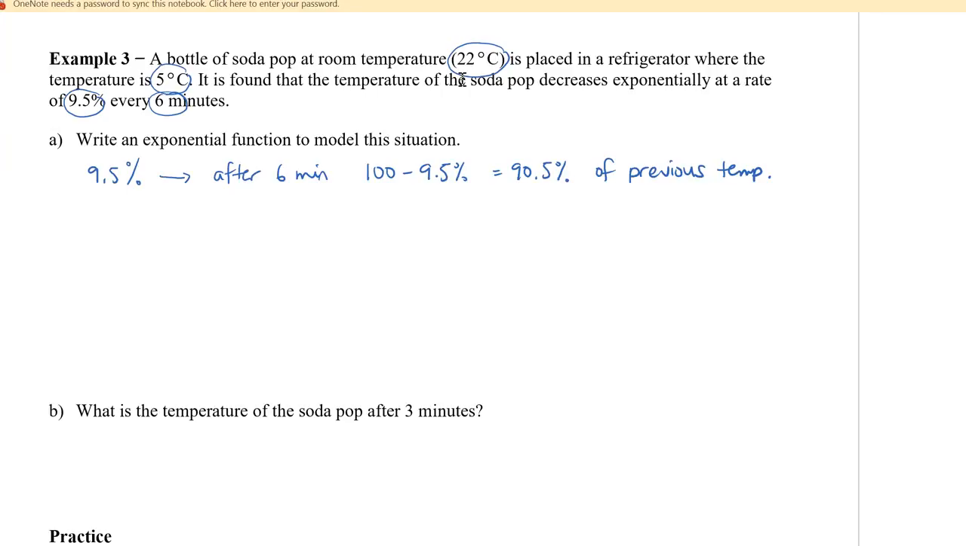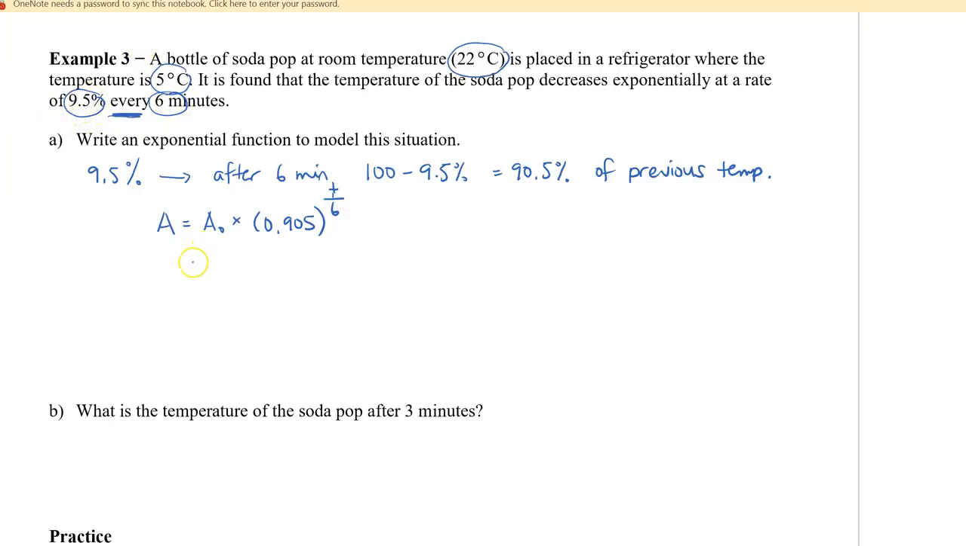Okay, so let's fill in what we know. So we have A equals A naught times 0.905 to the power of T over 6. The reason it's 6 is, remember, it's every 6 minutes. 6 minutes is related to my decrease.